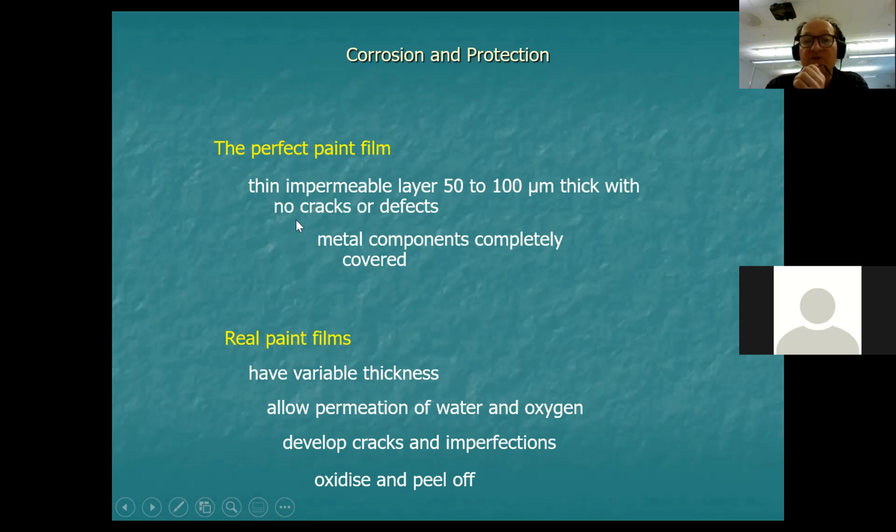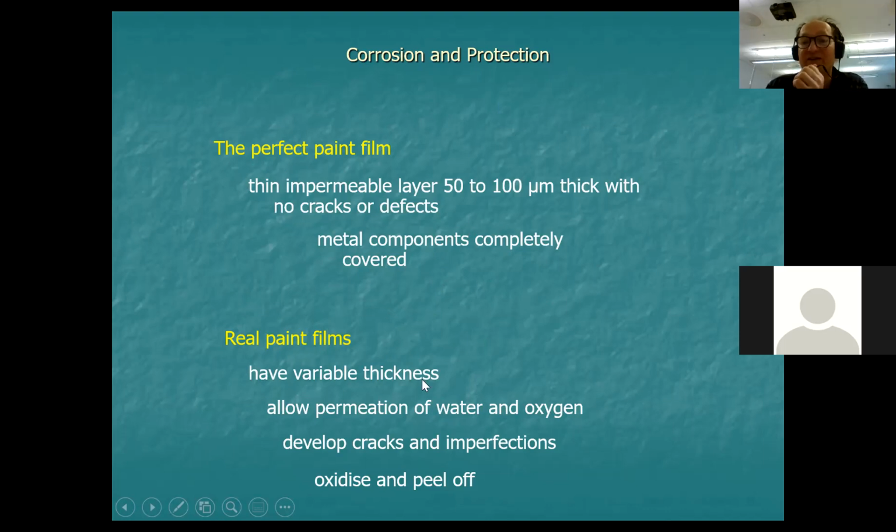Also, we don't want to have any cracks or defects in the paint. We want the paint to be a perfect film. And if it's a metal component, which is generally what we're talking about in this course, then we want to completely cover it, especially in the bends, the folds, and the joints. So this is the perfect paint film, but in practice, real paint films are not like that.